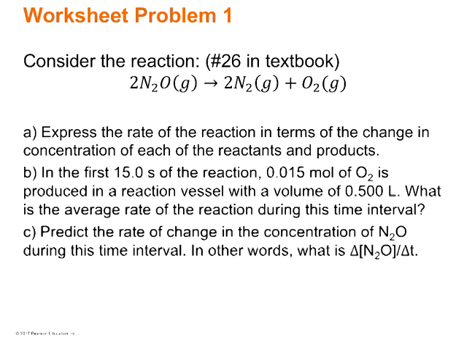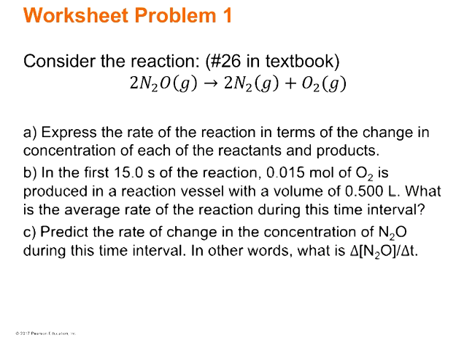So in A, we're going to express the rate of the reaction in terms of the change in concentration of each of the reactants and products. So we're just going to write out those rate expressions. And then in B, in the first 15 seconds of the reaction, 0.015 moles of oxygen is produced in a reaction vessel with a volume of 0.5 liters. What is the average rate of the reaction during this time interval?